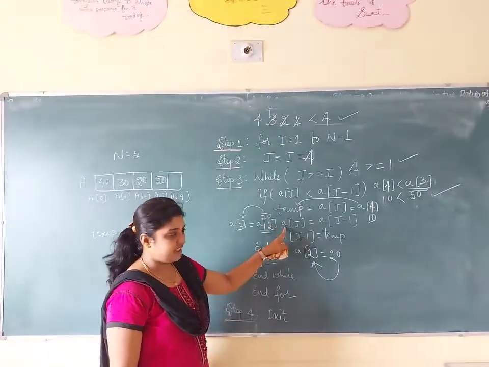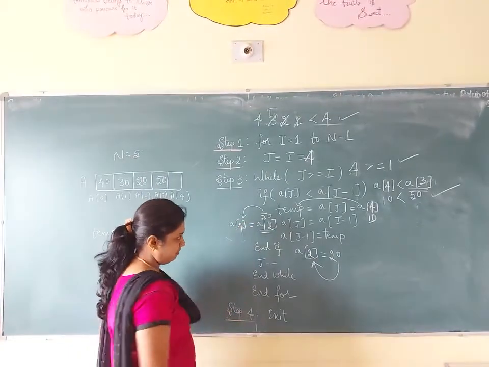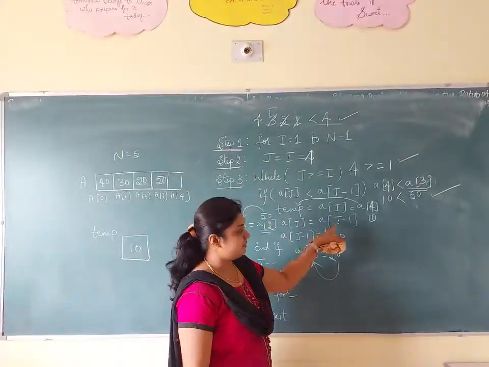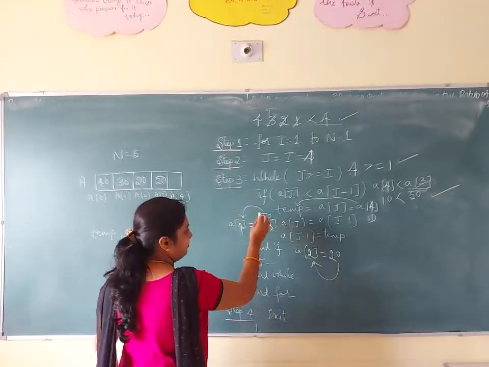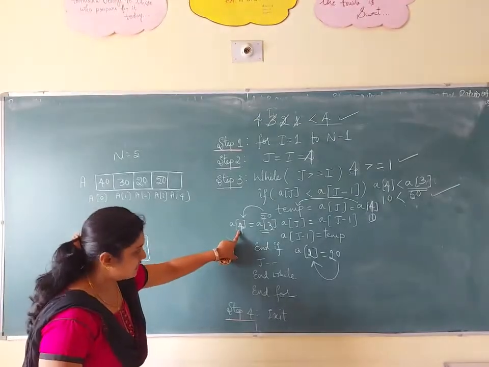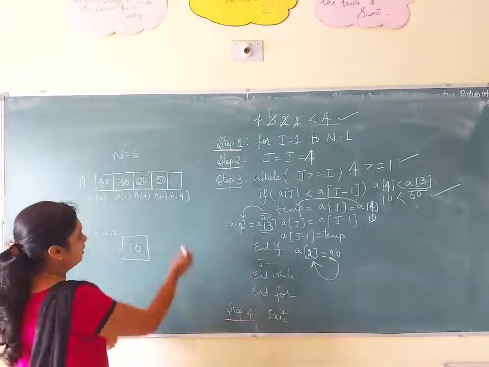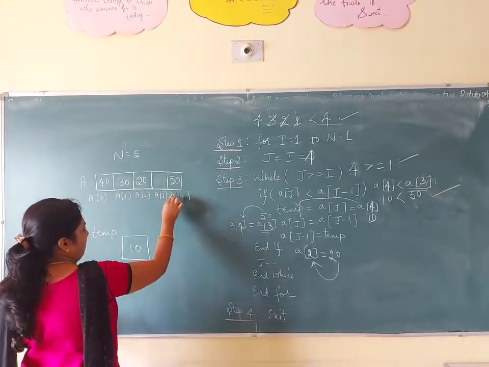Next, if you go to the next statement, A of j is equal to how much? A of 4 is equal to A of j minus 1. 4 minus 1, you will get how much? A of 3. In A of 3, which element are we having? 50. That will be assigned to which position? A of 4. Now 50 will be assigned to the position A of 4.